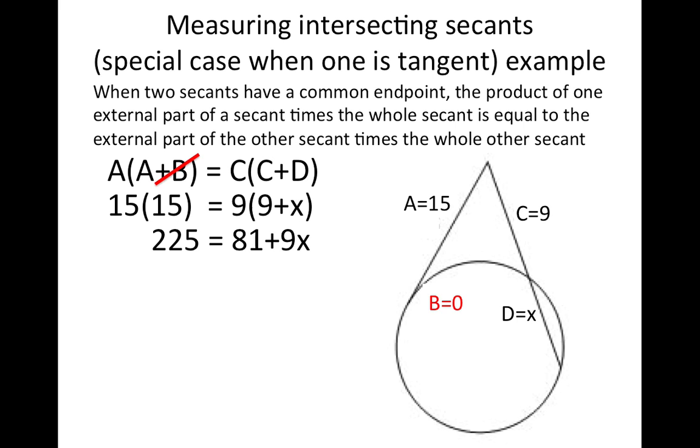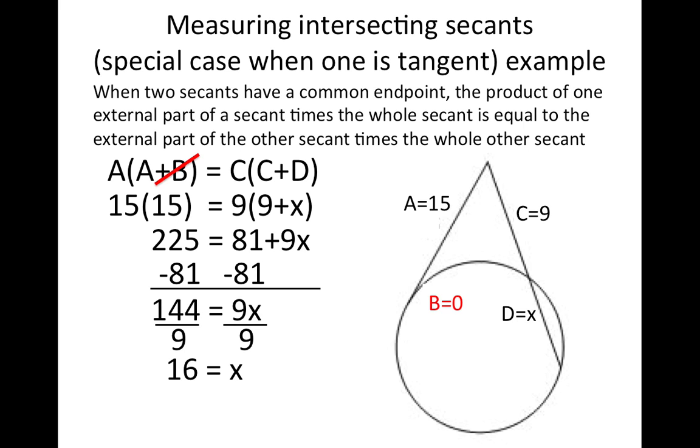On the left-hand side, 15 squared is 225. And on the right-hand side, I'm going to distribute my 9. So 9 times 9 is 81, and 9 times x is 9x. So I'm simply going to subtract 81 from both sides. And on the left side, I get 144. And on the right side, I'm left with 9x. If I divide by 9 on both sides, I end up with my final answer of 16 equals x, or x equals 16. So my answer is 16.